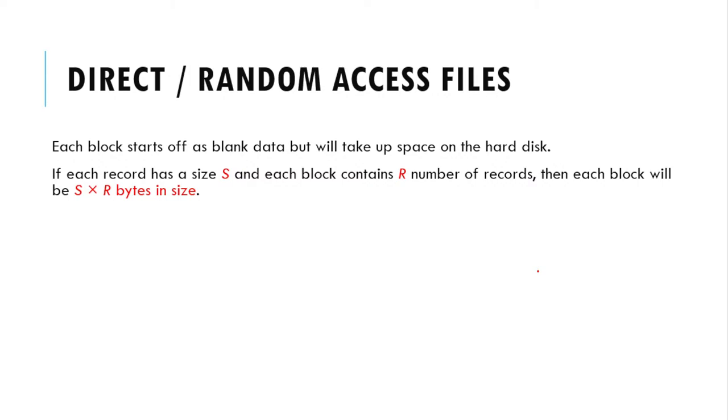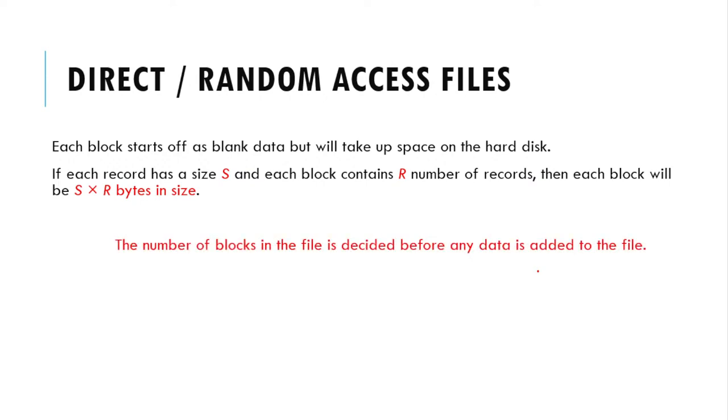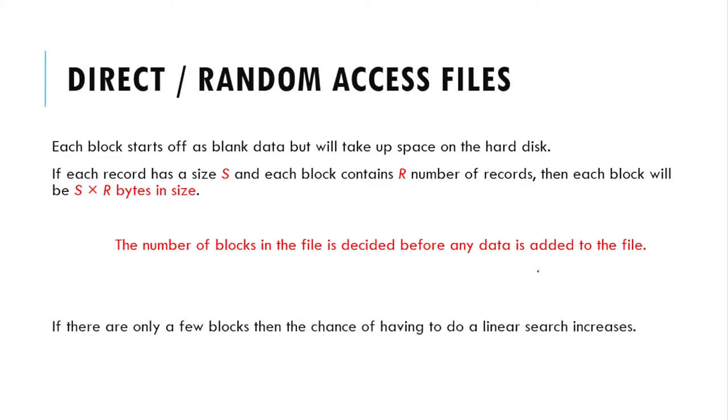So if each record has a size S and each block contains R number of records, then each block will be S by R bytes in size. So the number of blocks in the file is decided before any data is added to a file. Now, please don't let that faze you. If I said to you, here is my file, each block contains 10 records, I could say each record is 5 bytes.